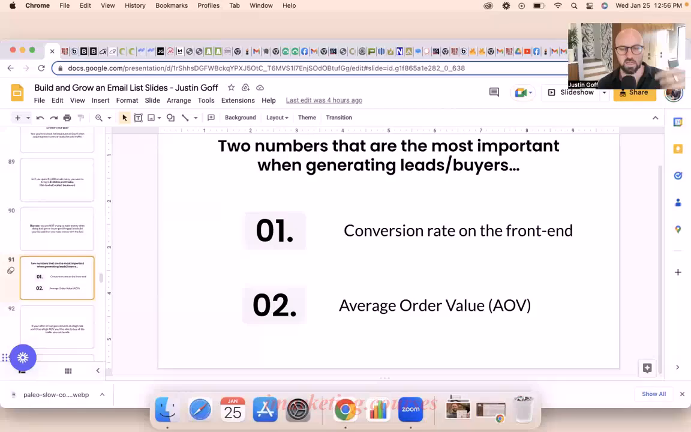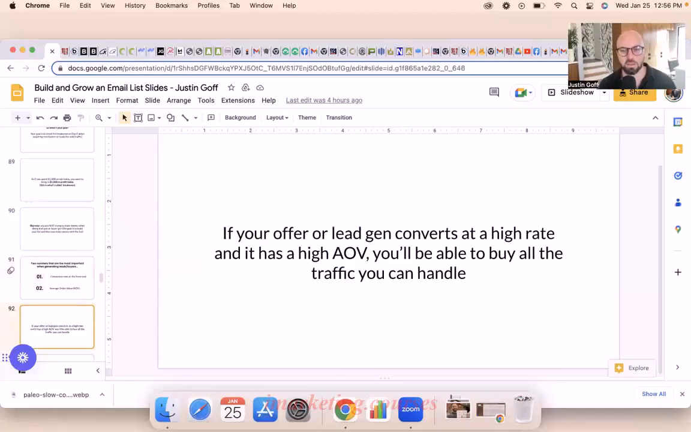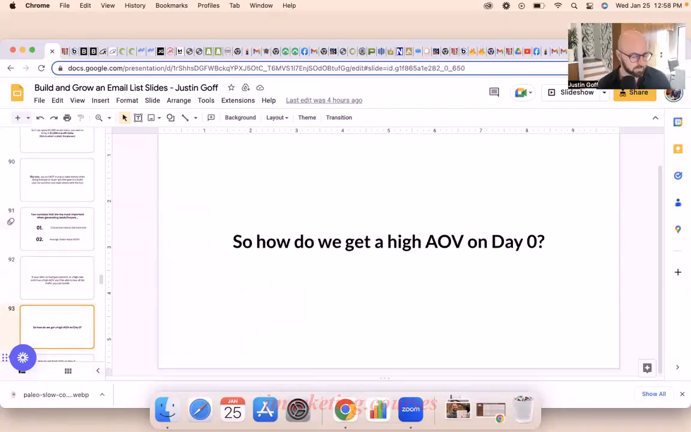Average order value is just how much money the people spend. So if someone comes and buys your product or opts in, how much money do they spend on that first kind of meeting with you? Is it 40 bucks, 100 bucks, 200 bucks, whatever it is? Those are the two numbers you've got to really pay attention to. So if your offer or your lead gen converts at a high rate and it has a high AOV, you're going to be able to buy all the traffic you can handle. That's really what you're shooting for.